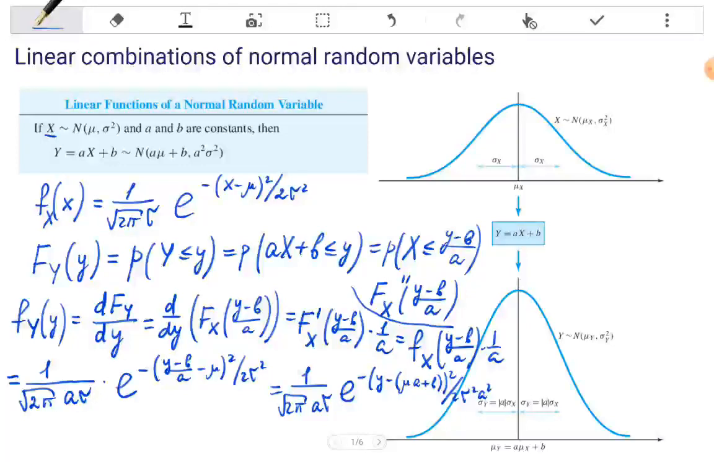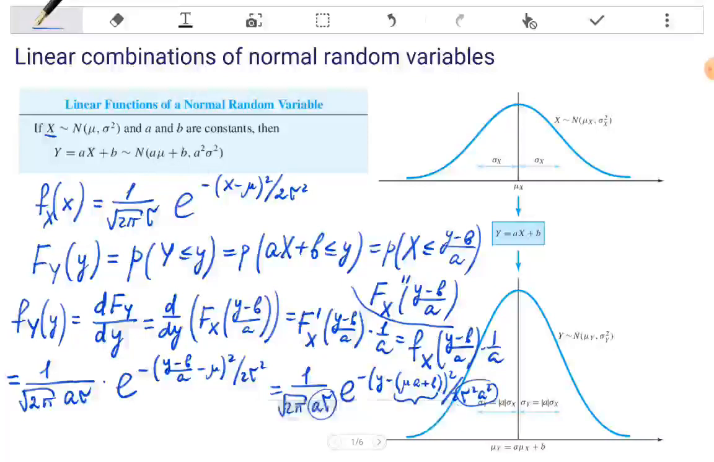And you see that this also has the same form as a normal random variable, but the mean value now is this thing, mu a plus b. And what is the variance? The variance is the product, sigma squared times a squared. Okay, so the important point is that this new random variable is again normally distributed, but we have a different mean and a different variance.